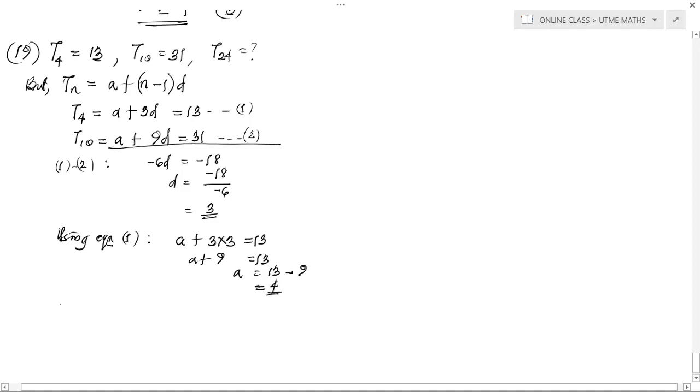So we are now going to find T24. Therefore, T24 equals A plus 23d, and that will give you A is 4, plus 23 times 3.